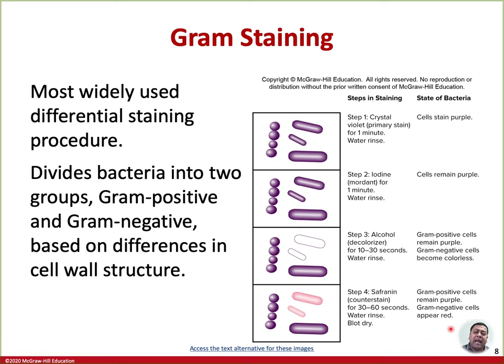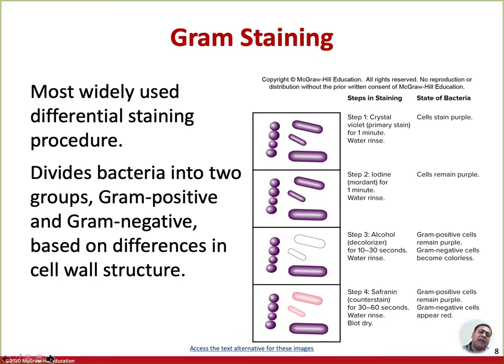So this divides the bacteria into two large groups, gram positive and gram negative, and the property is completely dependent on the cell wall structure of these bacteria. We are going to talk about that in detail in the next chapter, but here we can just understand that bacteria can be broadly divided into these two groups, and probably the most important of all differential stains is the Gram staining procedure.